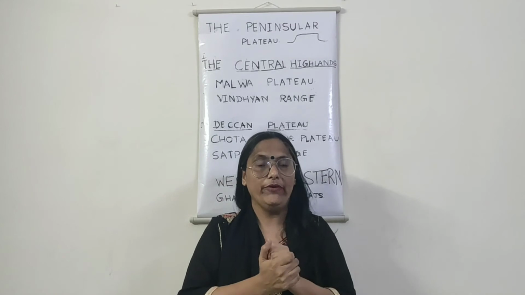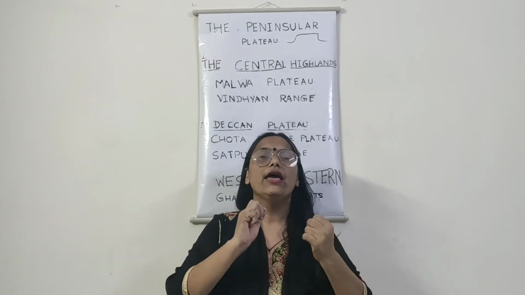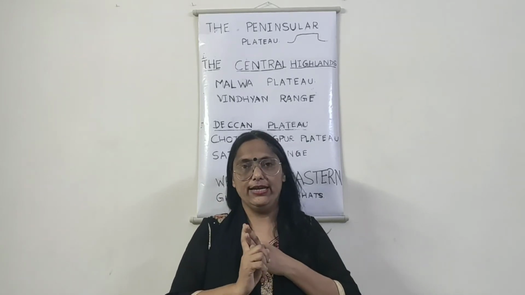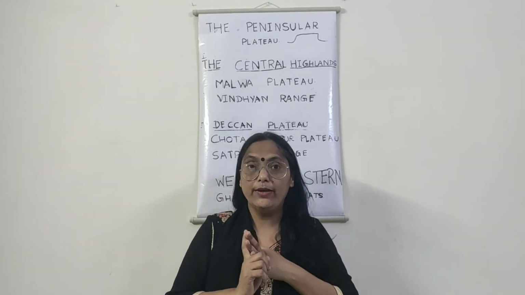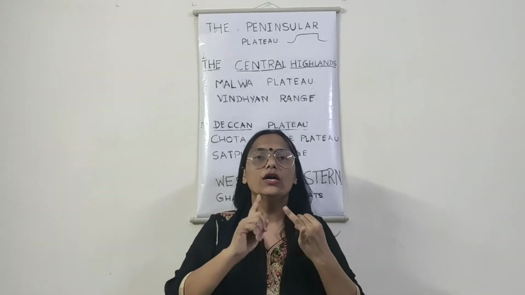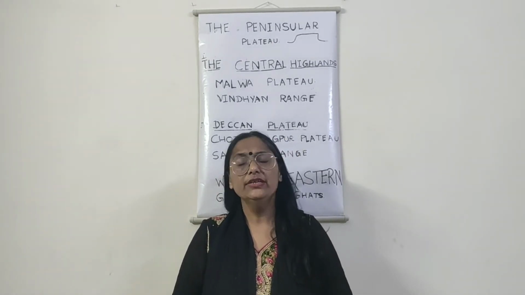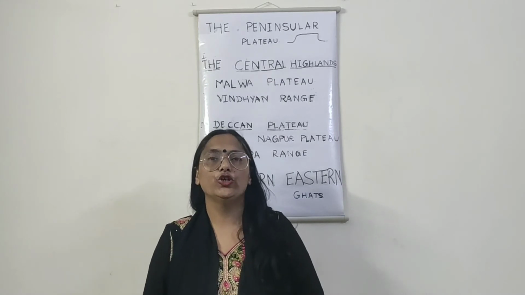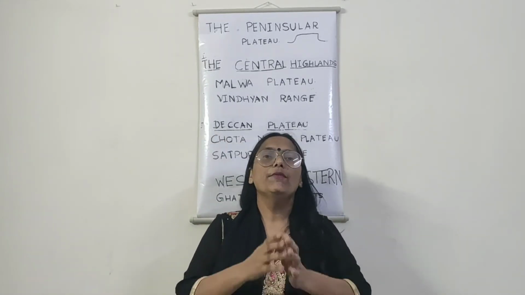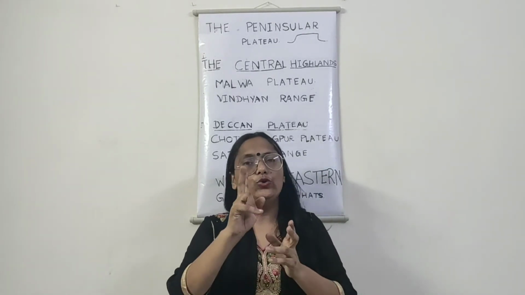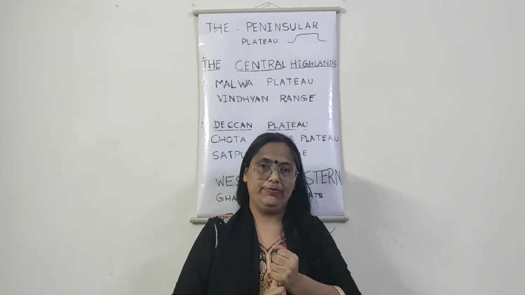And what are the mountain ranges? The mountain ranges are Garo, Khasi and Jaintia hills. What are the three hill ranges here? Garo, Khasi as well as the Jaintia hills. This is the explanation of the Peninsular Plateau and its division into two important parts.